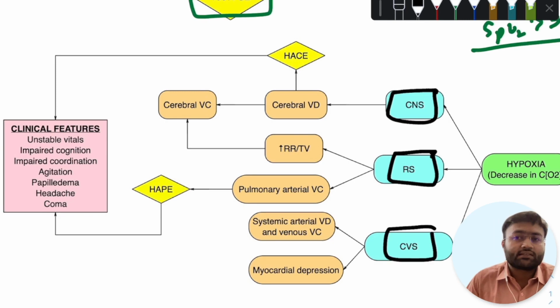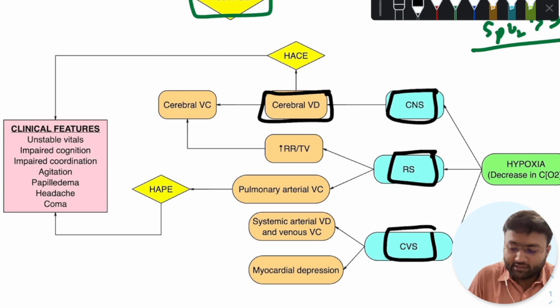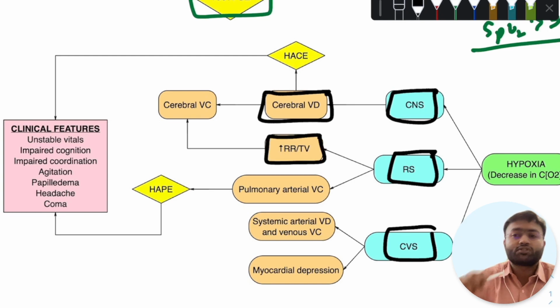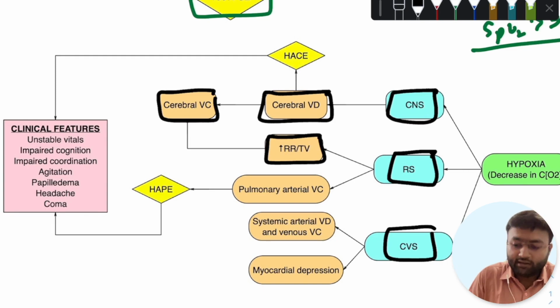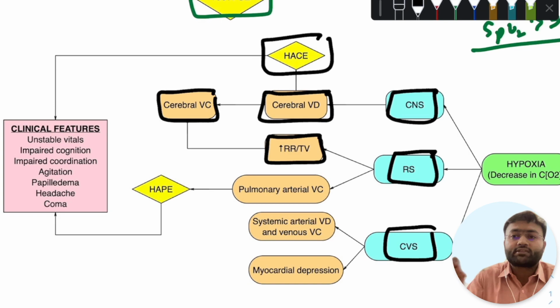In the initial case in the central nervous system, there is cerebral vasodilation, but because respiratory system function is enhanced, the respiratory rate increases and PCO2 washout occurs. Later, cerebral vasoconstriction occurs. So that predisposes, if it is very sustained, it will cause high altitude cerebral edema.